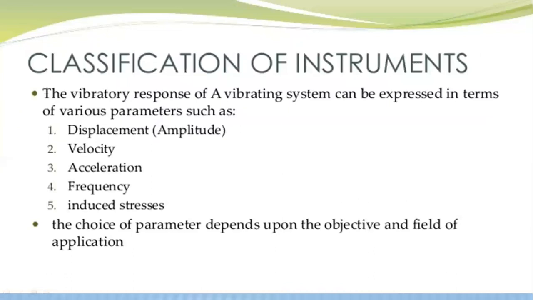What are the classifications of these vibrating instruments? The vibratory response of a vibrating system can be expressed in terms of various parameters such as displacement, velocity, acceleration, frequency, and induced stresses. These are the different parameters of a vibrating system used to know about the vibration of the device. The choice of parameter depends upon the objective and field of application.